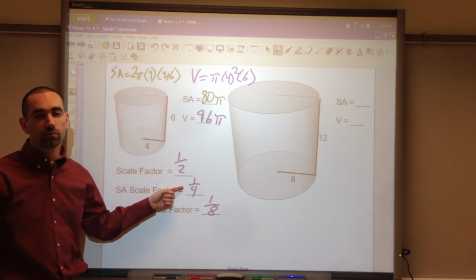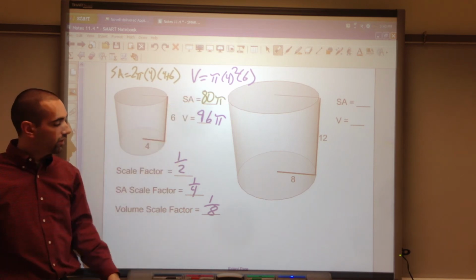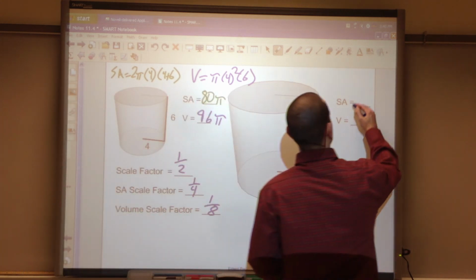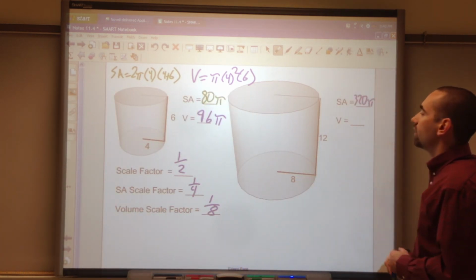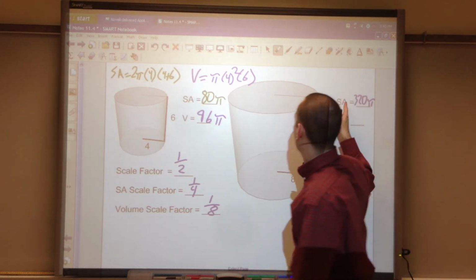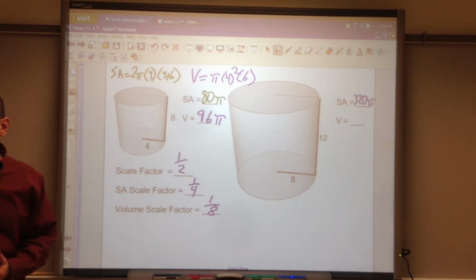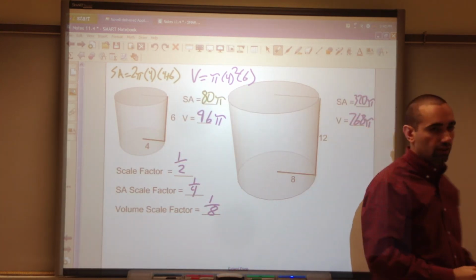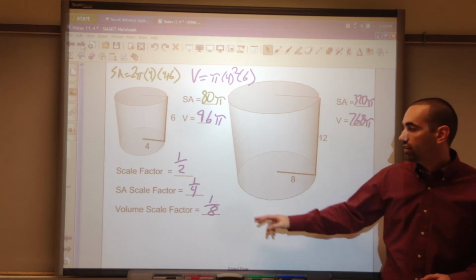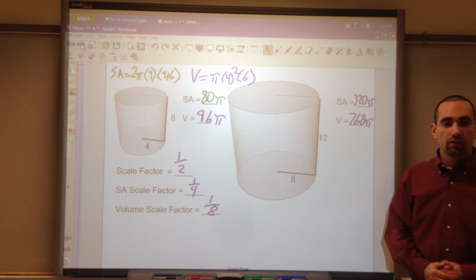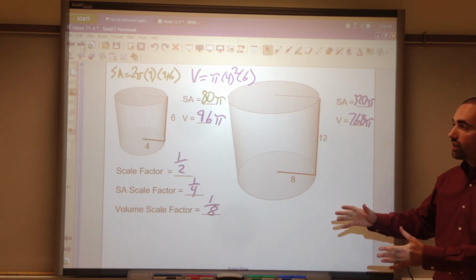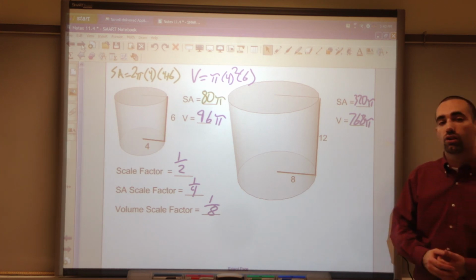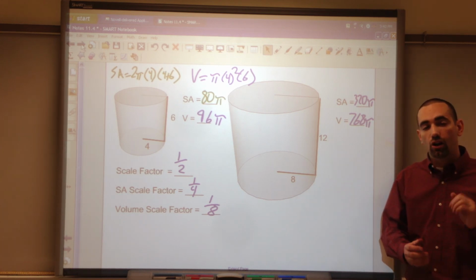So to find the surface area, I'm going to times this by 4. To find the volume, I'm going to times this by 8. So I get 320 pi for the surface area, 80 times 4. And then for the volume, I get 768 pi, which is 96 times 8. So that's the idea of surface area and volume in relationship to our scale factor of similar three-dimensional shapes. I'll see you next class.